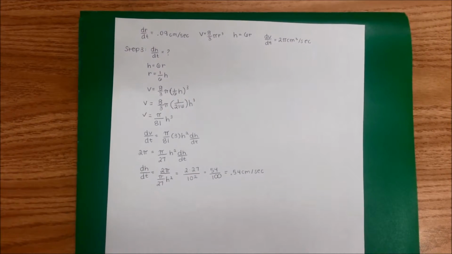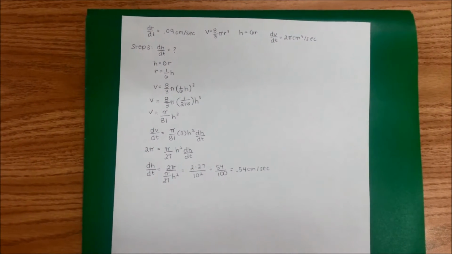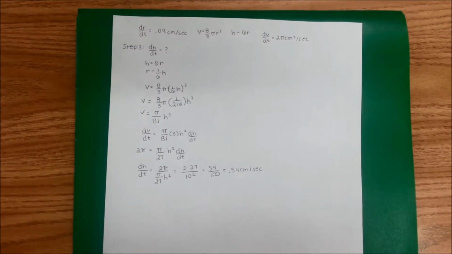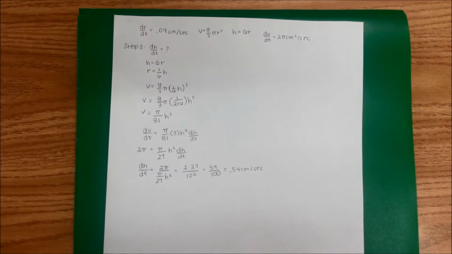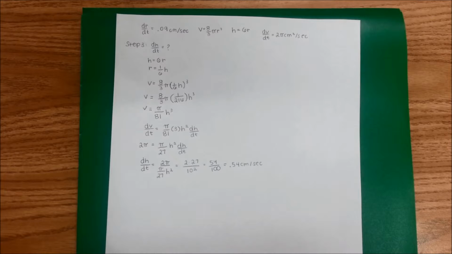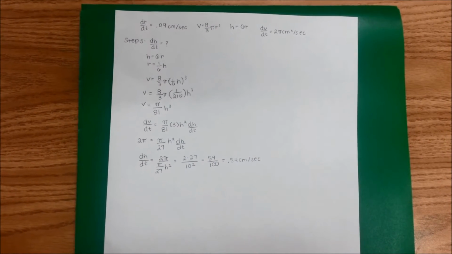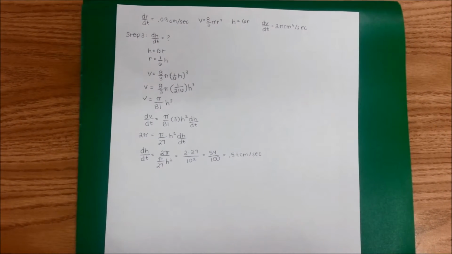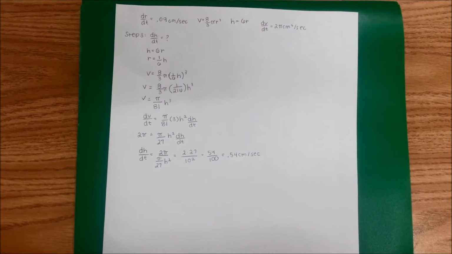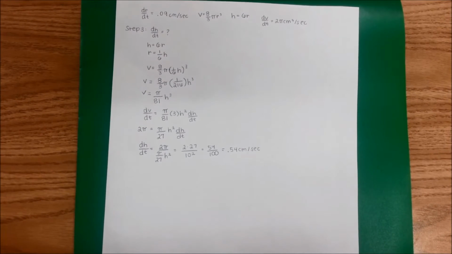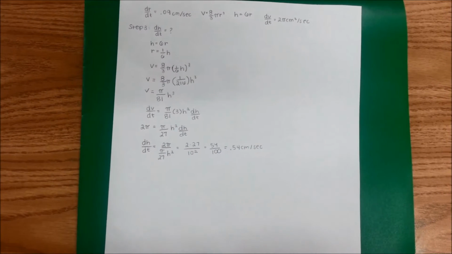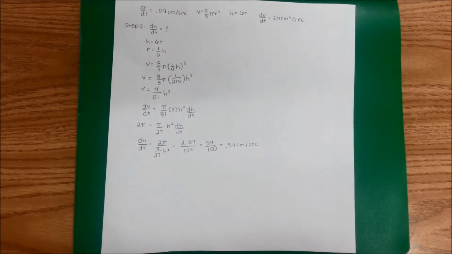Previously, we found dr/dt, which equals 0.09 centimeters per second. We still have the volume formula, which equals 8/3 pi r cubed, the height to radius relationship, which is h equals 6r, and the dV/dt, which equals 2 pi cubic centimeters per second. So step 3 would be now to find the rate of change of the height with respect to time. So you know that h equals 6r, so you can find the relationship for the radius, which is r equals 1/6 h. Now, when you have the volume formula, substitute 1/6 h where you have r.